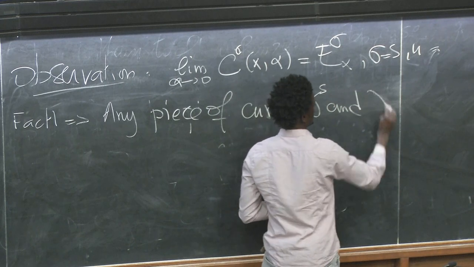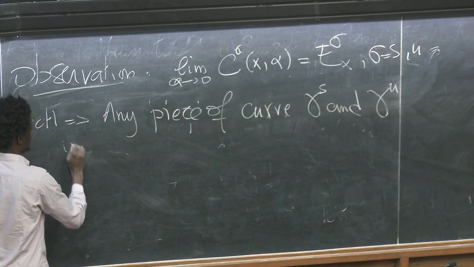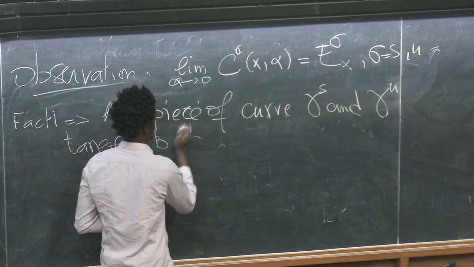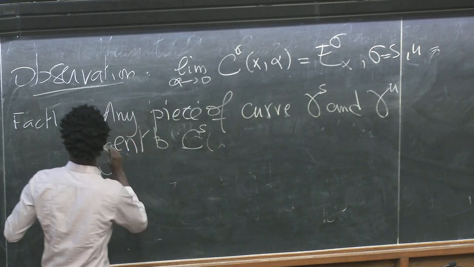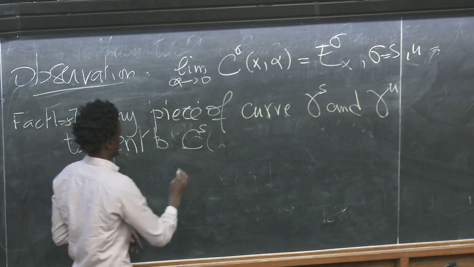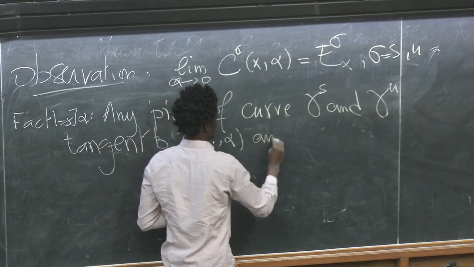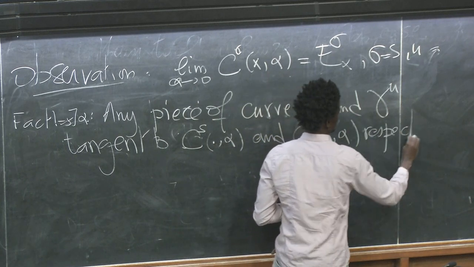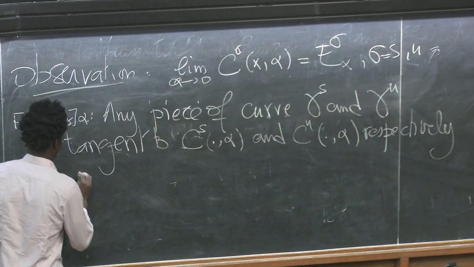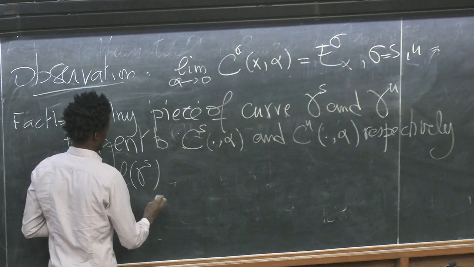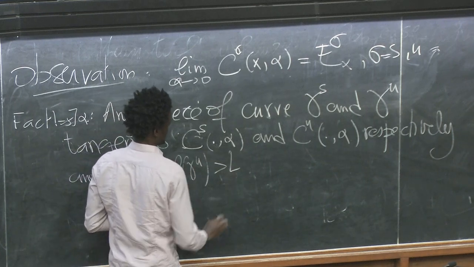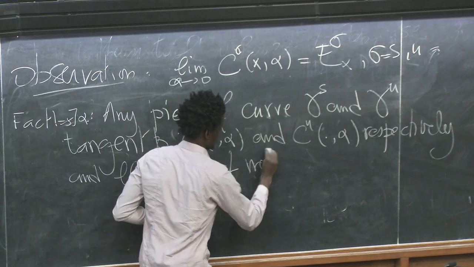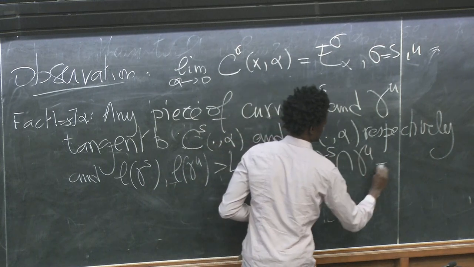So I should say there exists alpha such that, if gamma S and gamma U are tangent to C^S_alpha and C^U_alpha respectively, and the length of gamma S and the length of gamma U are bigger than L, then gamma S intersect gamma U is not empty.